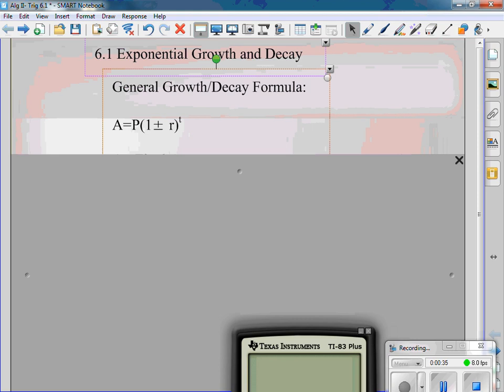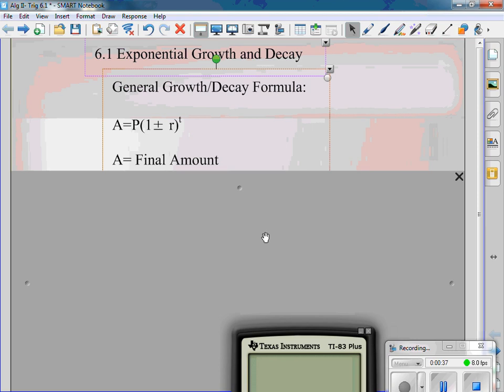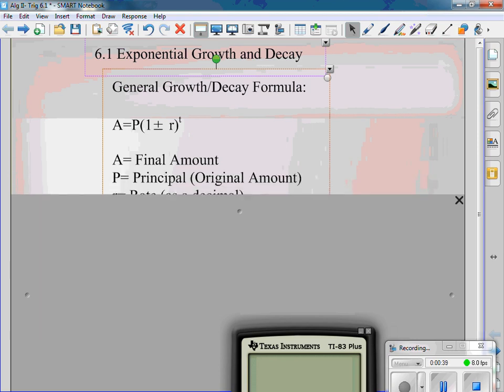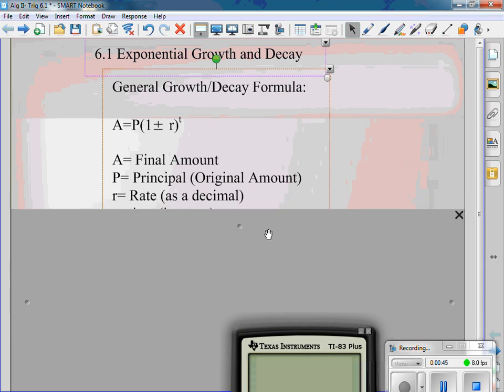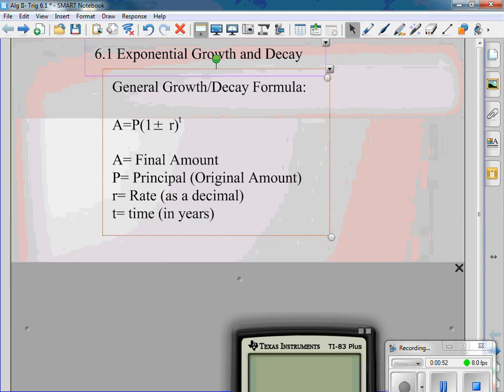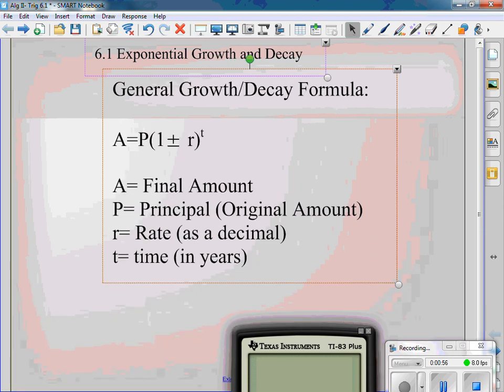A stands for the final amount. P stands for the principal, original amount. R is your rate, and it has to be written as a decimal, not a percent. And T is time in years. This should look familiar. This formula here is also used for interest, for compound interest.